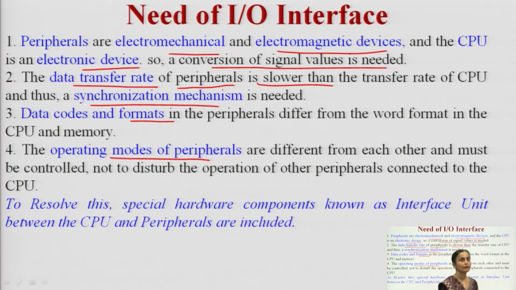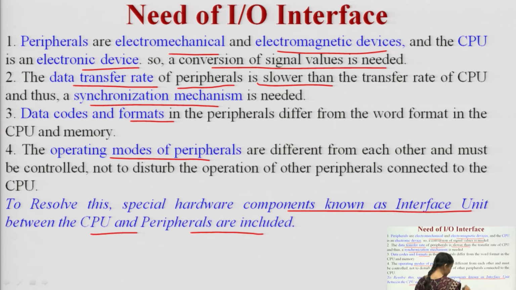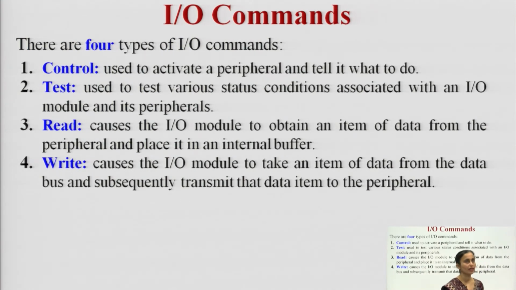So, to resolve all these 4 conflicts, we require a hardware component known as the interface unit between the CPU and the peripheral, so that all the devices can work properly. So, this was the need for our IO interfaces.